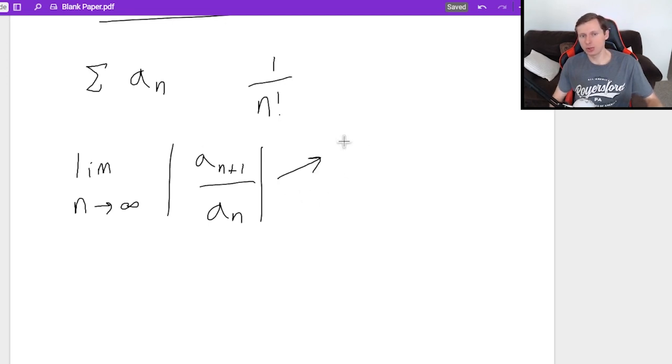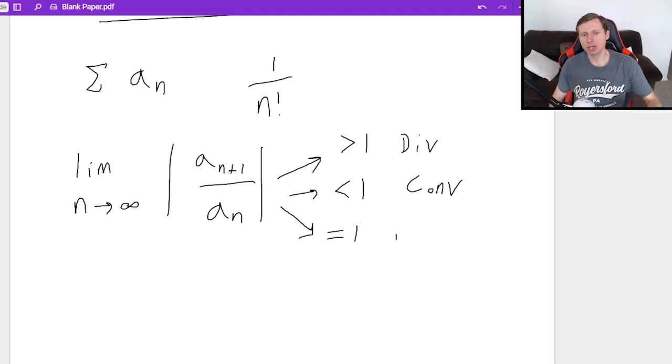The first result you get is greater than 1. If you get an answer greater than 1, it's going to diverge your series. If you get less than 1, then your series will converge. And if it equals 1, then we would say the test was inconclusive and we would have to use another test. Now I'm going to show you how to do all of this, so let's jump into an example problem.